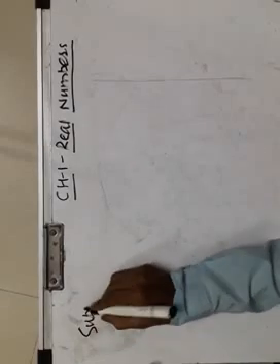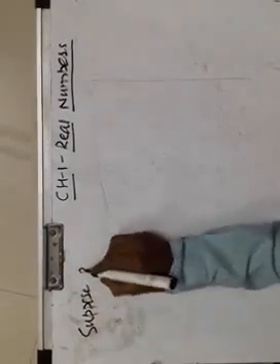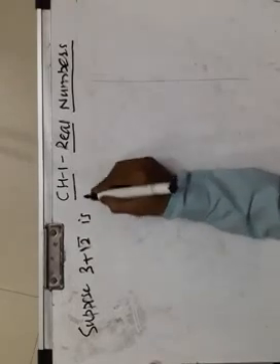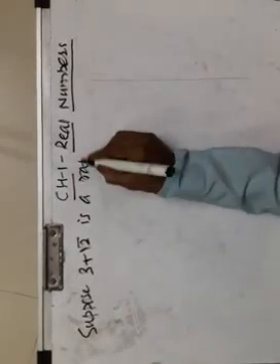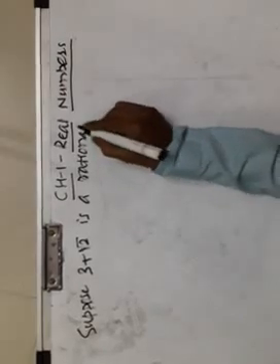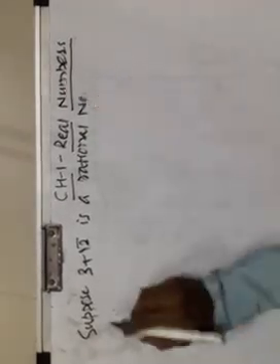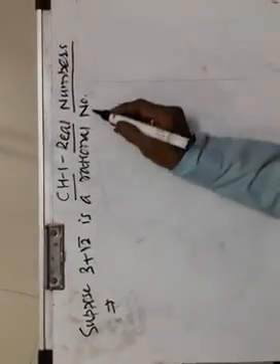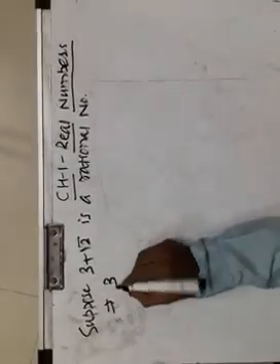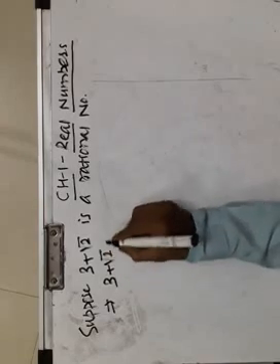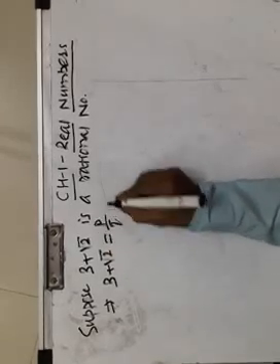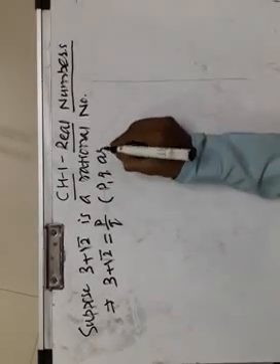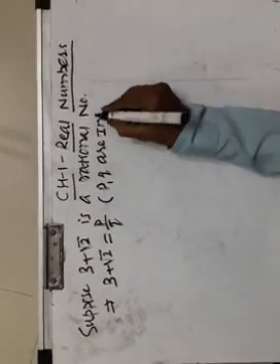Suppose 3 plus root 2 is a rational number. As we know, every rational number can be expressed in the p by q form, where p and q are integers.